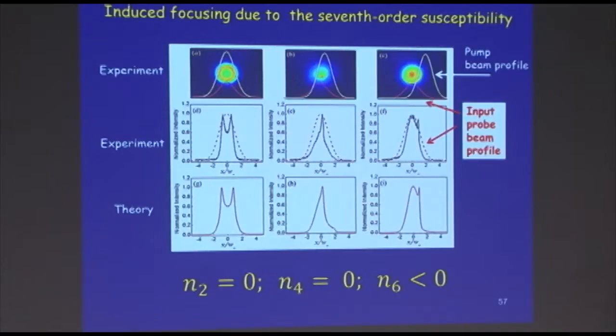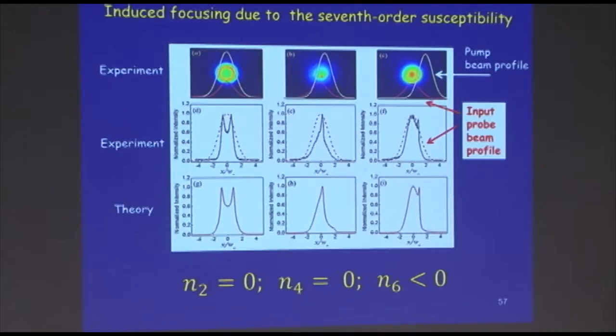And let's see what the result is. In this case, we see a new effect: the induced focus due to the seventh order susceptibility. So let me explain what this is. We adjust the concentration of particles in order to have N2 equal to 0, N4 equal to 0, and N6 negative. It means that if I pass a beam through this material, it behaves like a self-defocusing material due to chi5. Oh, I'm sorry, due to chi7.